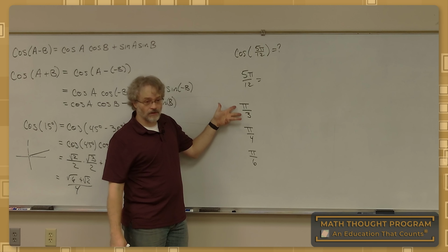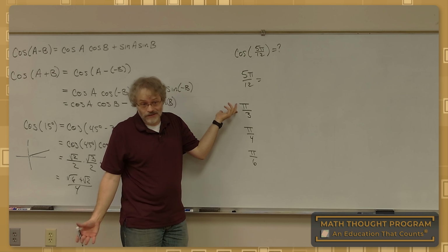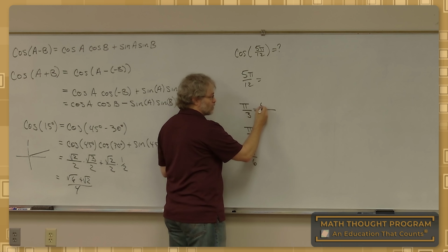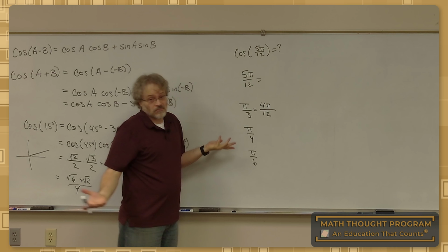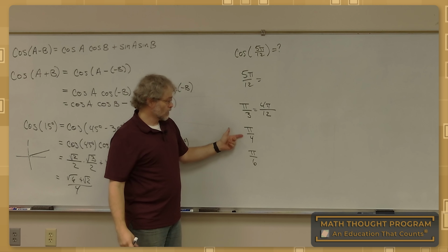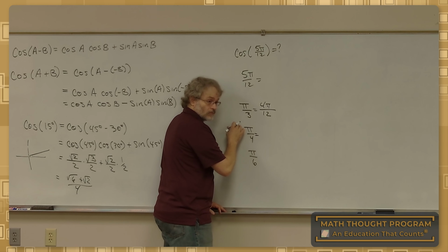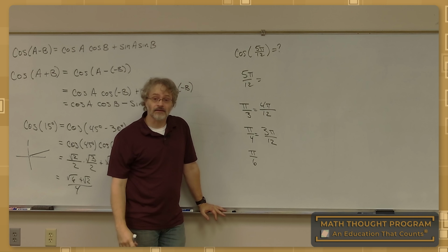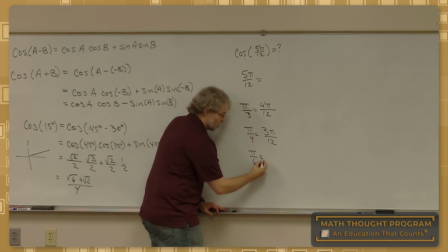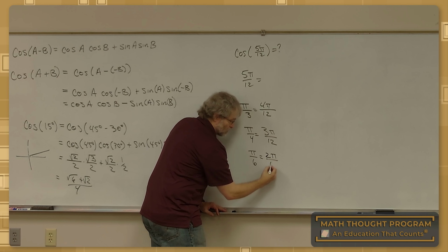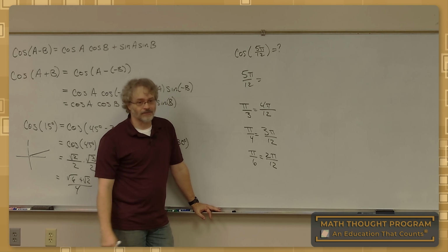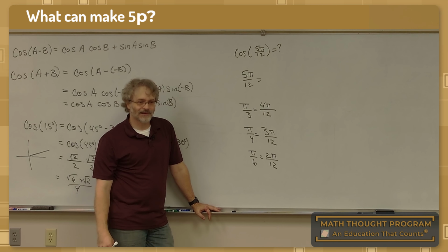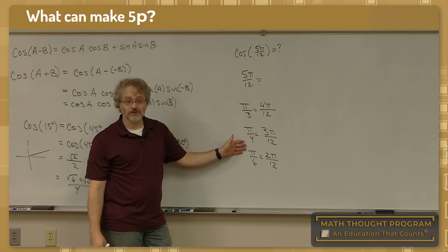Okay, so here I have a 12, and that's a 3. Maybe if I take this fraction, multiply numerator and denominator by 4, I would get that. This one, I could multiply numerator and denominator by 3. I would get that. And for this one, I can say 2 pi over 12, and I can get that. What can make 5 pi? Put those two things together.